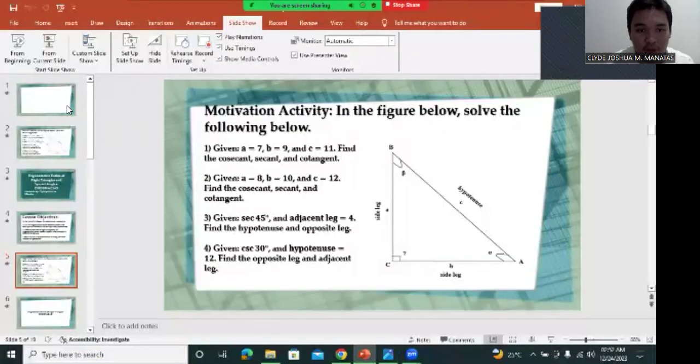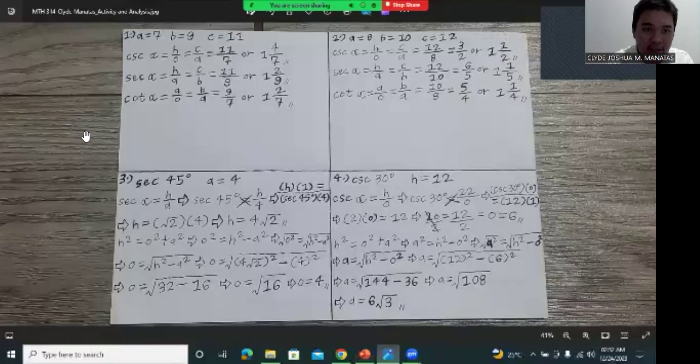Now for number 3 and 4. Number 3 is given that secant 45 degrees and adjacent leg is equal to 4, find the hypotenuse and opposite leg. Number 4 is given that cosecant 30 degrees and hypotenuse 12, find the opposite leg and adjacent leg. Here is how we solve them the right way.